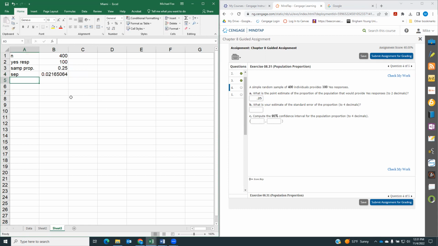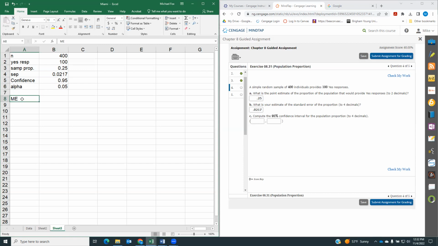So our standard error of the proportion, rounded to 4 decimals, is 0.0217. And then our margin of error, again, is just our z-score, the z-score of alpha divided by 2 times the standard error of the proportion. Okay, so let's figure out a couple other things. We'll put in our confidence level, which was 0.95, and our alpha, which is 1 minus our confidence level.